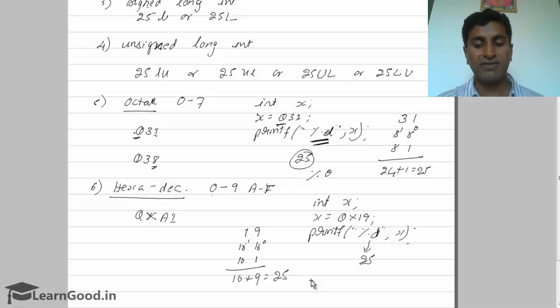Only if you prefix with 0, then it is octal, and if you don't prefix with 0 or 0x, then all these 4 types are decimal values.